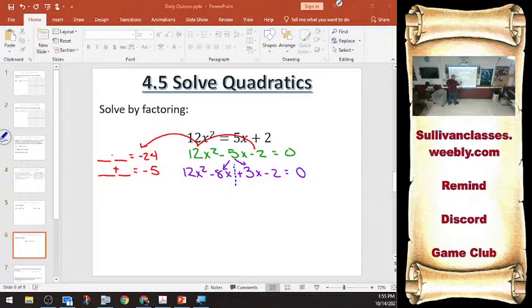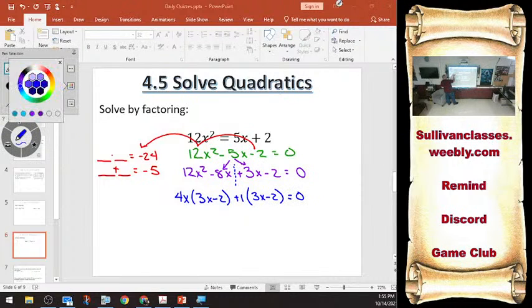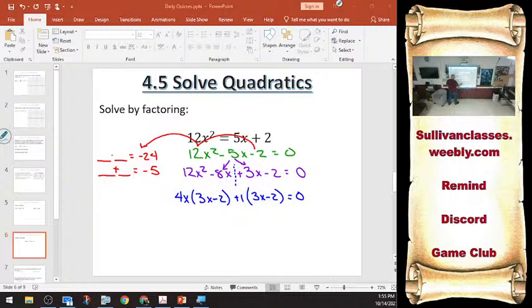You say these two got a 4x in common, leaving 3x minus 2. These guys got nothing in common. You have to put the 1 as a placeholder or it won't work. And then I say, wait a second. Those two happen to have a 3x minus 2 in common. So if I take 3x minus 2 out of here and here, I'm left with 4x plus 1.